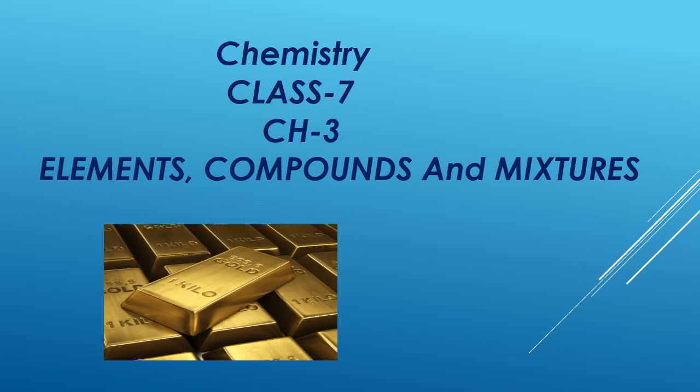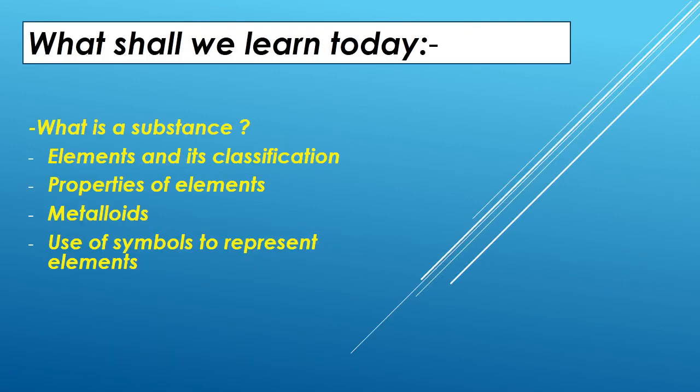Today we are going to start a new chapter, that is chapter number 3, elements, compounds and mixtures. In this video lesson, we are going to learn what is a substance, elements and its classification, what are the different properties of elements, then what are metalloids and how to make use of symbols to represent elements.